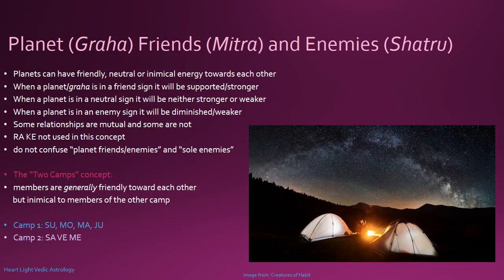Okay, so planet friends and enemies. Planet is Graha, friends is Mitra, and enemies is Shatru in Sanskrit. So the basic concept here is that planets can have a friendly, neutral, or inimical, or enemy type energy towards each other.